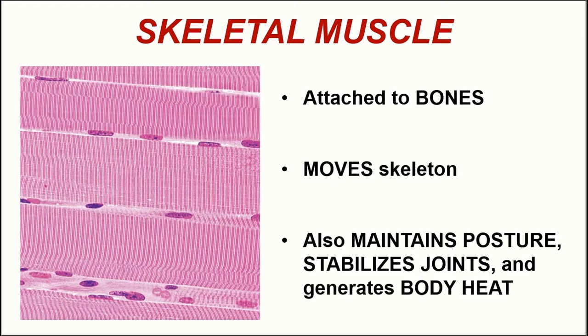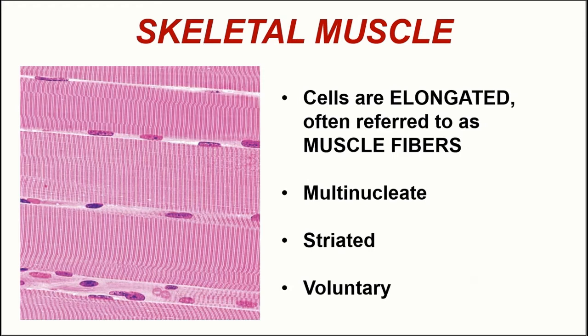So that's why we shiver when we are cold, because skeletal muscles are contracting and trying to warm us up. And it's also why we sweat when we're exercising, because the movement of our muscles produces a lot of body heat. So let's look at the attributes of skeletal muscles as a tissue. So skeletal muscle cells are long and cylinder shaped, and so for that reason they're often called muscle fibers.